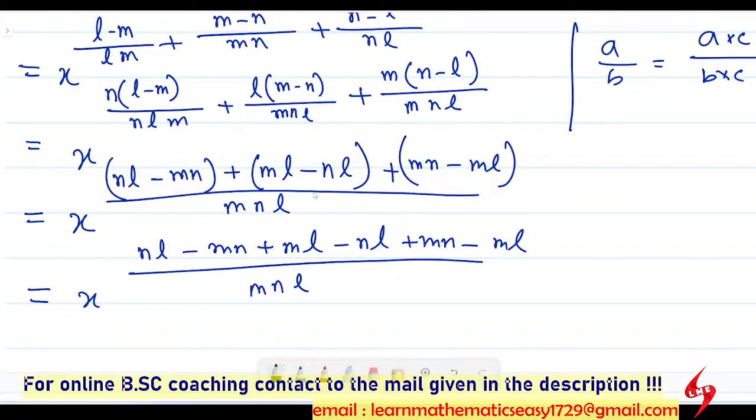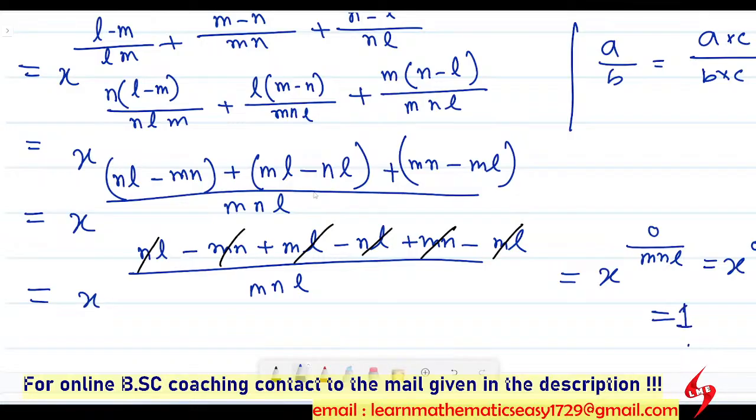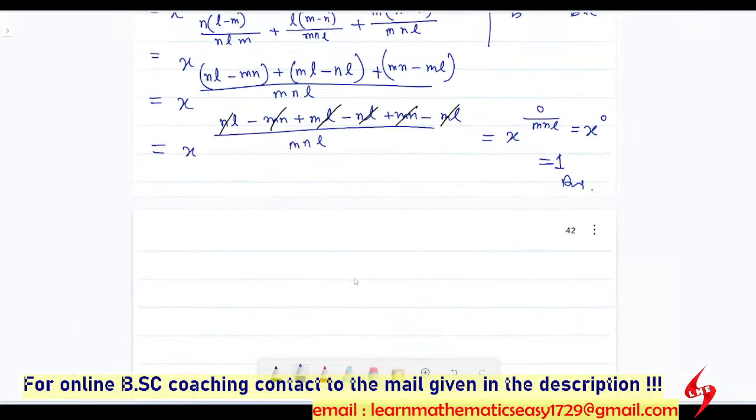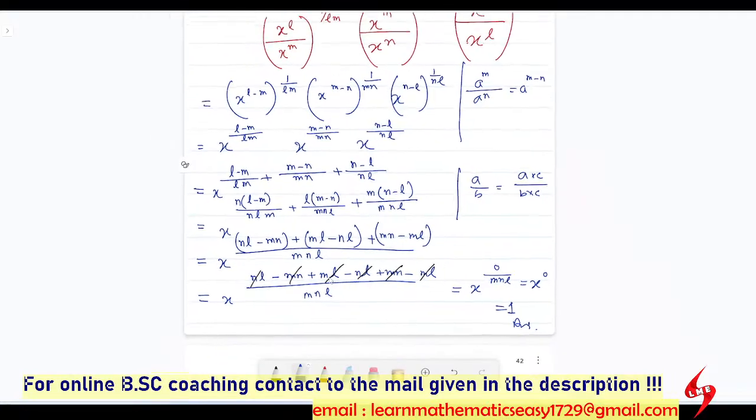So here you can see this is NL, this is minus NL, that will be cancelled out. This is minus MN, this is MN, this is cancelled out, and this is ML, this is minus ML, that will be cancelled out. So the term will be x to the power 0 by M and L, and that means x to the power 0, because 0 by something is 0. So x to the power 0 means 1. So this is my answer. Look into the whole process.